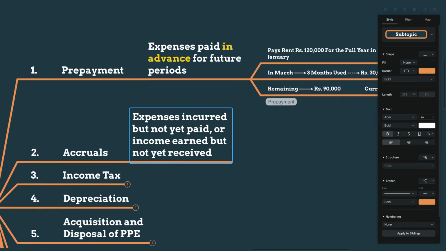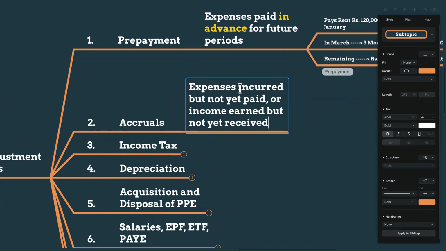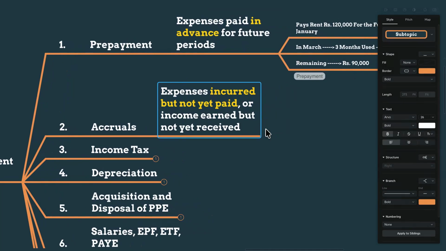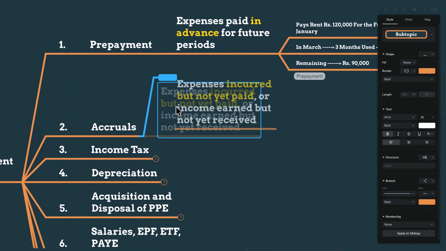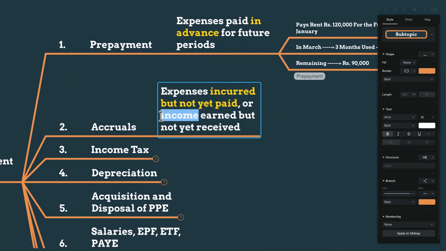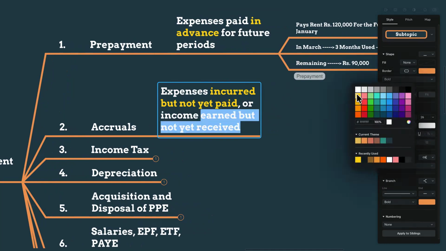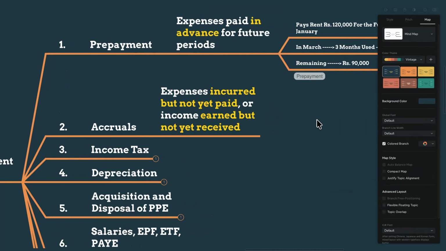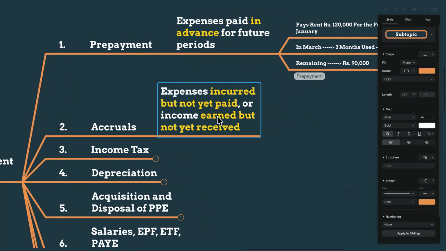Let me talk about accruals. Accruals means expenses incurred but not yet paid. So expenses already incurred, my dear. This is the opposite of the prepayment. But not paid, or the income earned but not yet received. We are using this word accrual for income also, and for expenses. So accrued income means we earned the income but we didn't receive the money. Accrued expenses means the expense is already incurred but we didn't pay the money. So that is accruals, right?